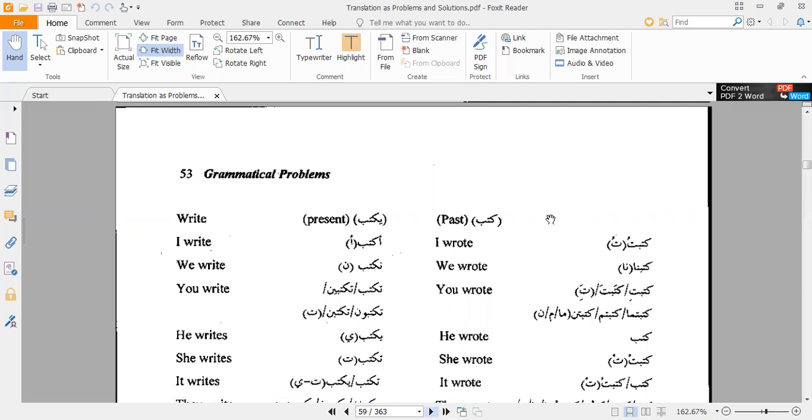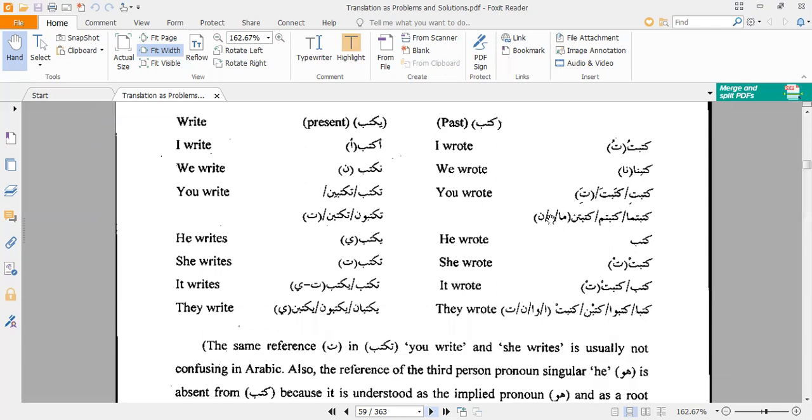You write تكتب، تكتبين، تكتبون، تكتبن. فممكن هنا التاء تشير إلى you، أو نون النسوة هنا تشير إلى هي، إلى البنت. You wrote كتبتَ أو كتبتِ، كتبتما، كتبتن and so on. The same: he writes يكتب. He wrote كتب. She writes تكتب. She wrote كتبت، فأنا هنا تاء التأنيث دائما تتصل بالفعل وتشير إلى الفاعل المؤنث.